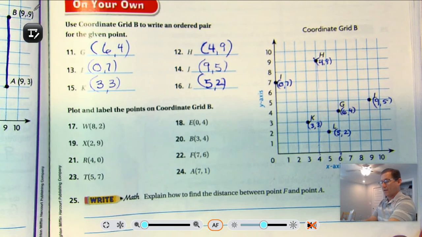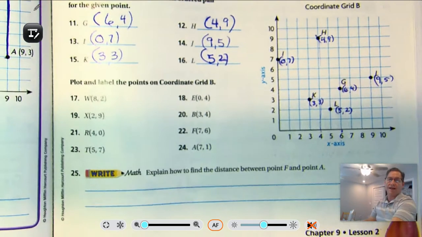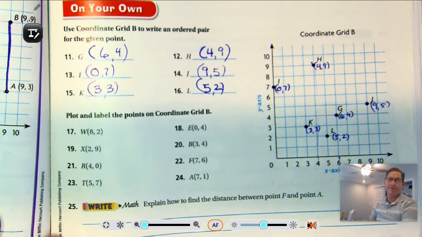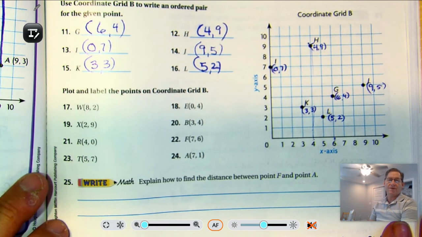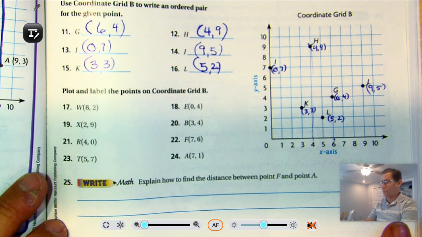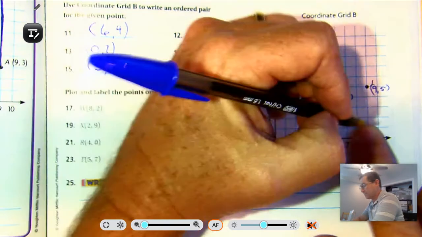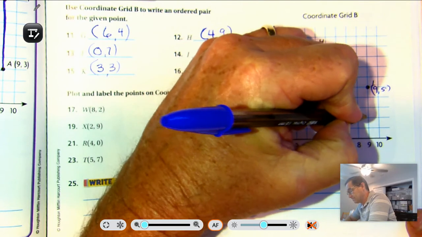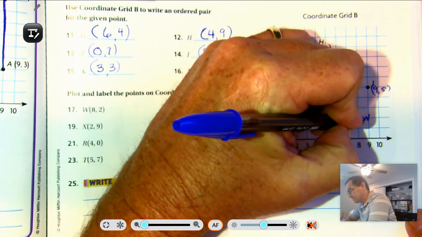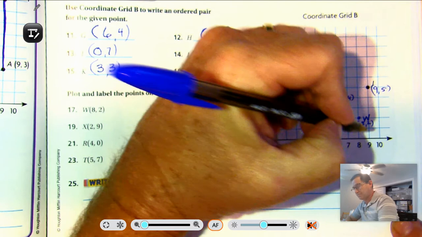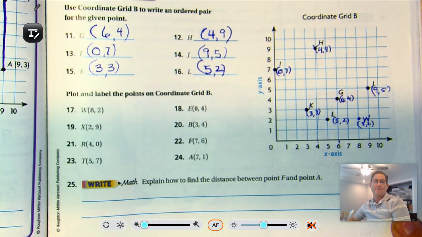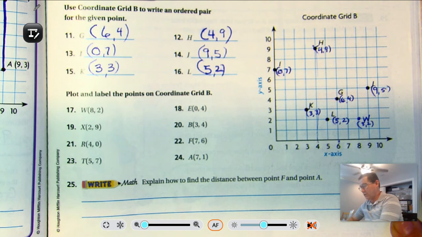All right. On number 17 through 24, we're going to add these ordered pairs to the grid. So find W located at 8, 2. Go to the right 8 and up 2. Point E is located at 0, 4.